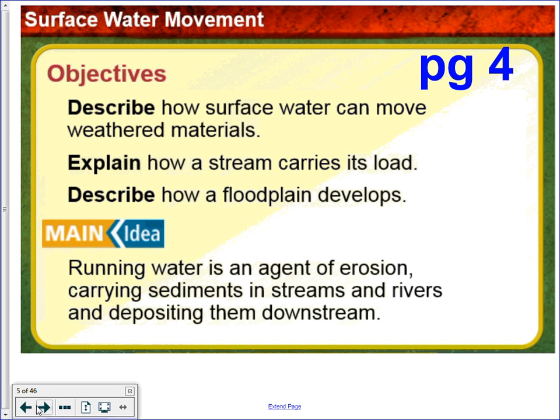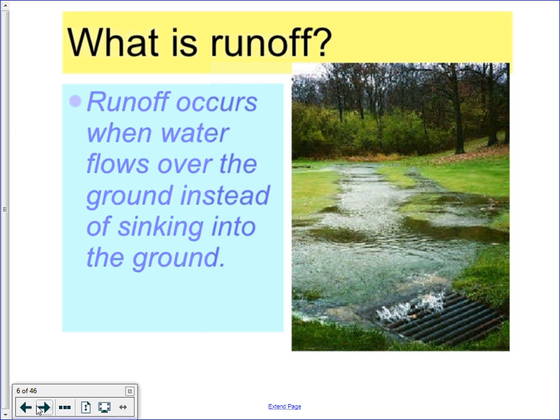So you're on page 4 of your notes packets, and the first thing we're going to start with is kind of the most important part, which is water called runoff. Runoff occurs when water flows over the ground instead of sinking into the ground. We have a lot of runoff here, so this is a very easy thing for you guys to understand. It just rained a few days ago and we saw water becoming runoff all over campus.